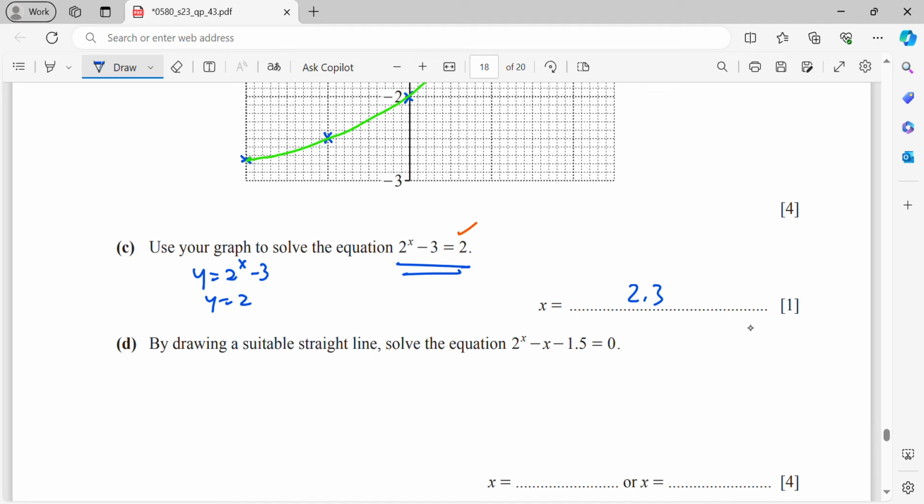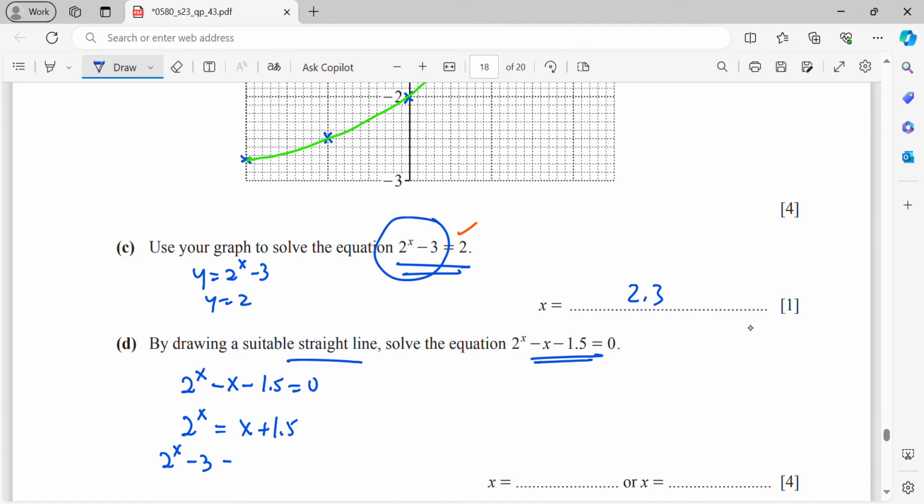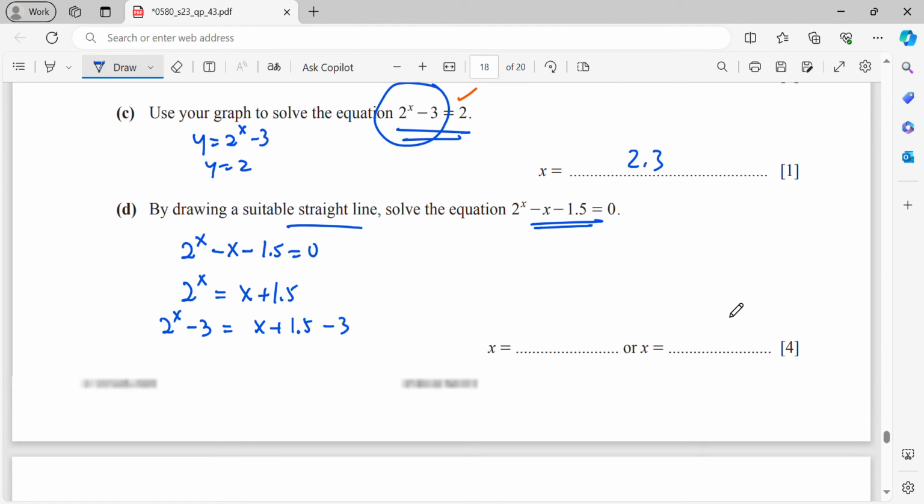Okay, now by drawing a suitable straight line, solve this equation. So now 2 power x minus 3 over 2 equals 0. Or probably I will just leave it as 1.5. Then now I need to get 2 power x minus 3. So I get 2 power x as the subject by moving the other two terms to the right side, becomes plus for both. Then I minus 3 for both sides. Then for the right hand side, I will get x minus 1.5.